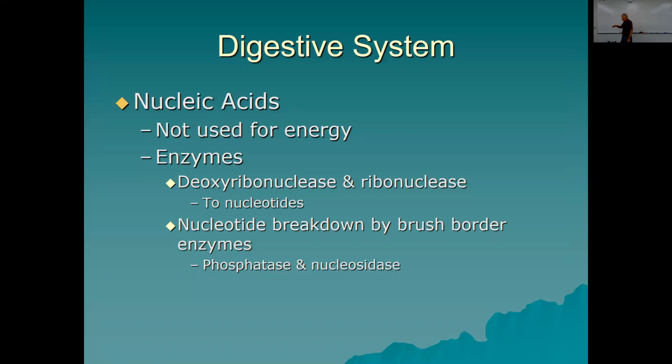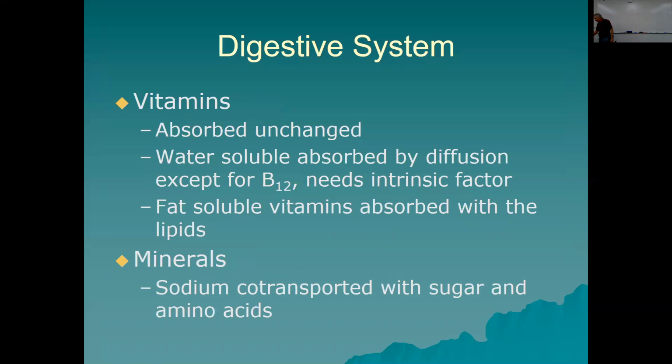There's deoxyribonuclease and ribonuclease. They break nucleic acids down to nucleotides, and then nucleotides are broken down by brush border enzymes called phosphatase and nucleosidase. So I guess we absorb them as the phosphate, the nitrogenous bases, and the ribose or deoxyribose.